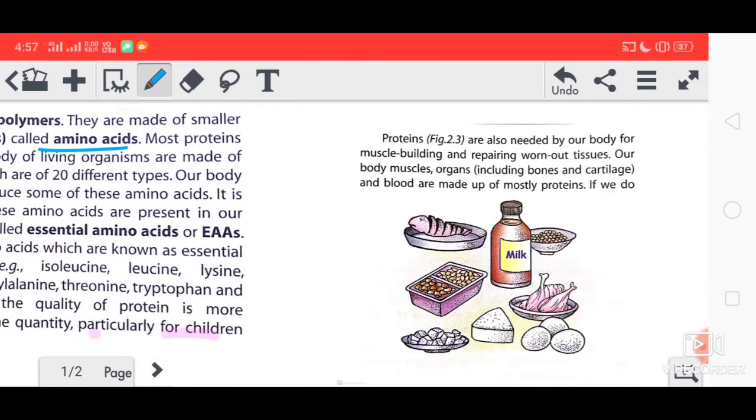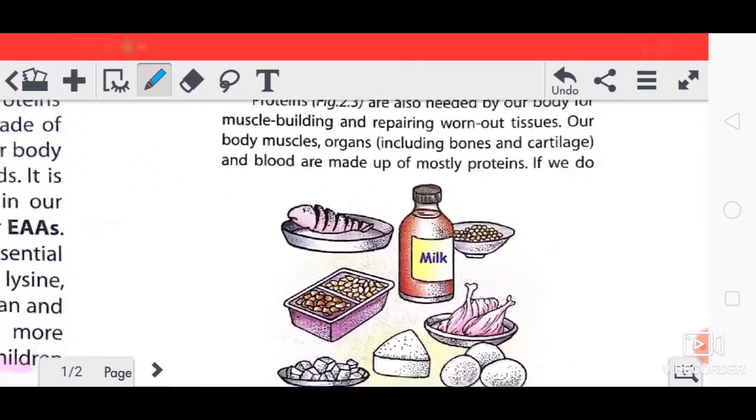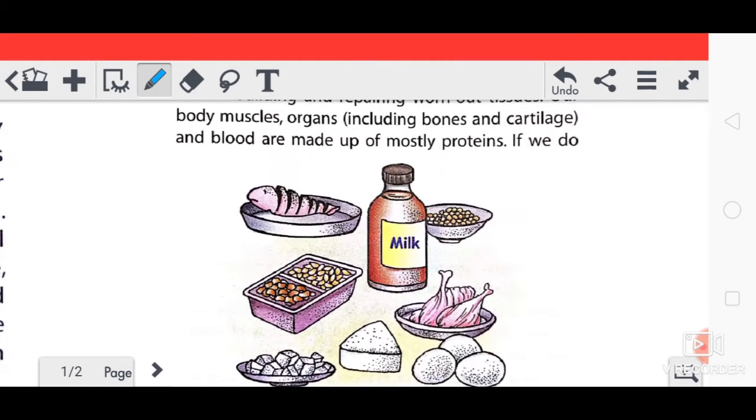Now what are the sources? That means from which food items will we get protein in our body. And why is protein important for our body? Because it helps in building our body, it keeps our muscles strong, and it repairs our tissue. If we get injured, then protein helps the injured tissue or cells to repair.